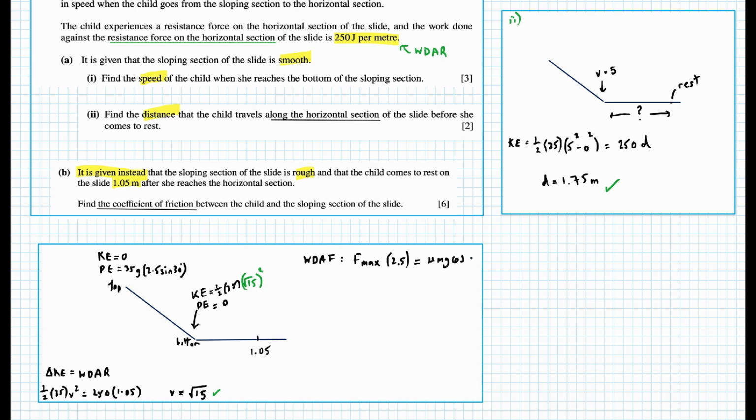And of course, you'd have to think about this and know it from otherwise unit 4, mu mg cosine times your distance is work done against friction. Put that all together. So there's potential energy minus kinetic energy, and we now get our work done against friction. So mu 35 times 10, or 35g if you want, cosine 30 times 2.5. From there you should get that, no problem. Mu is 0.231.